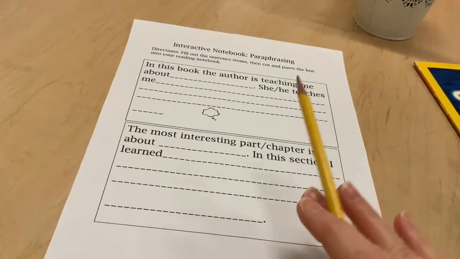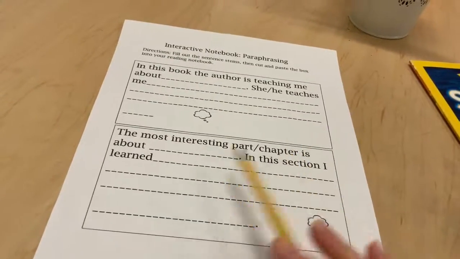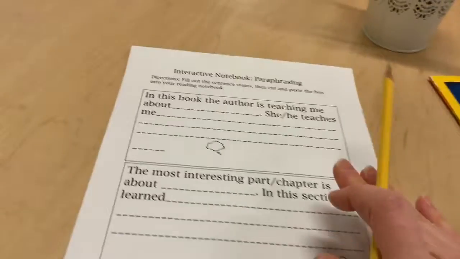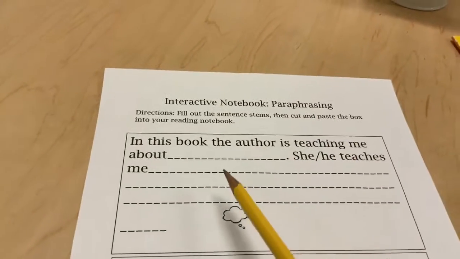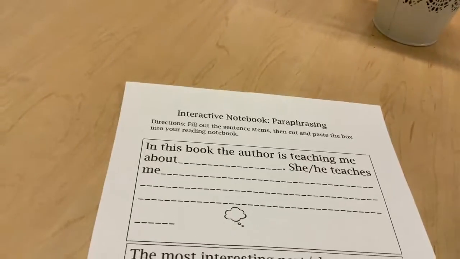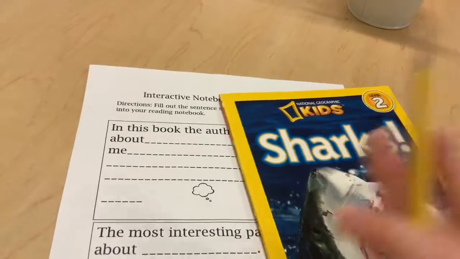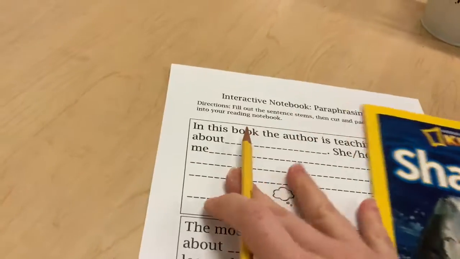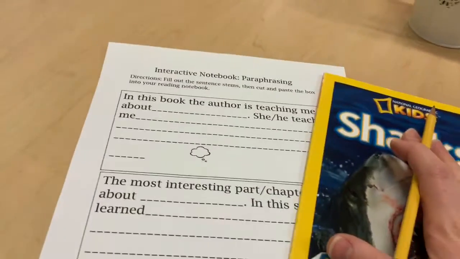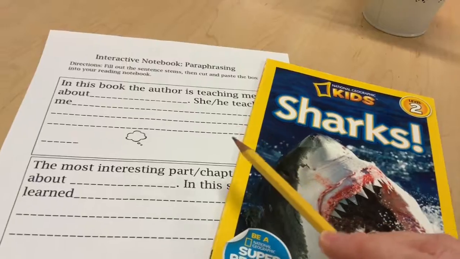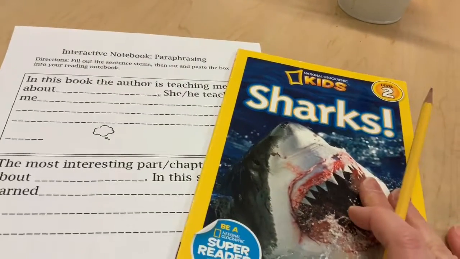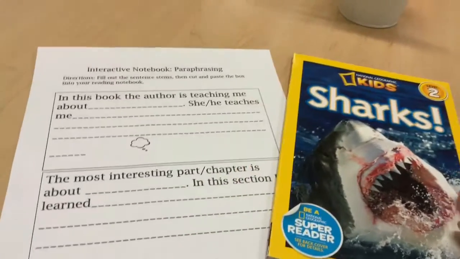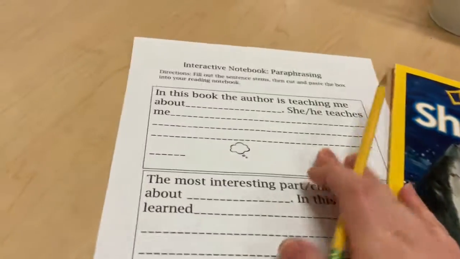Remember that if you don't finish in one station, you can finish it up in Read to Self or in Word Work. So let's look at the stems for paraphrasing. The nonfiction book that I'm reading right now, all of my books are fiction right now except for this one. And you have to have a nonfiction book for this. So you always need to have at least one nonfiction book in your book box. And this is mine, Sharks by National Geographic Kids. So I got my one nonfiction book and I'm ready.